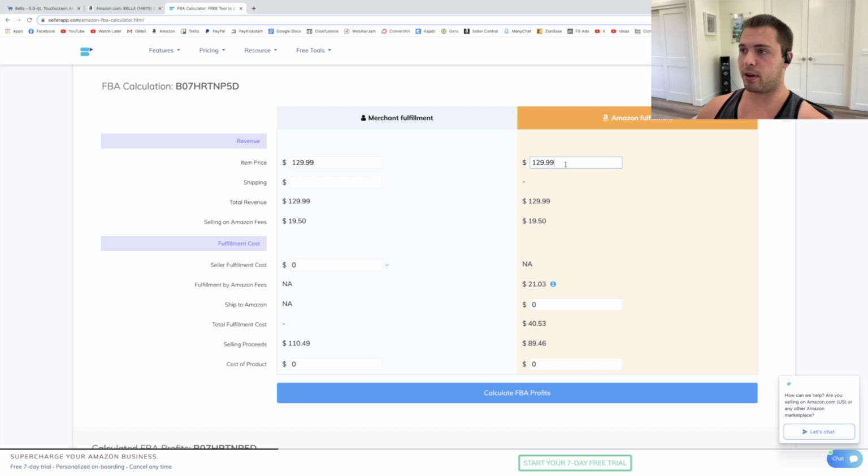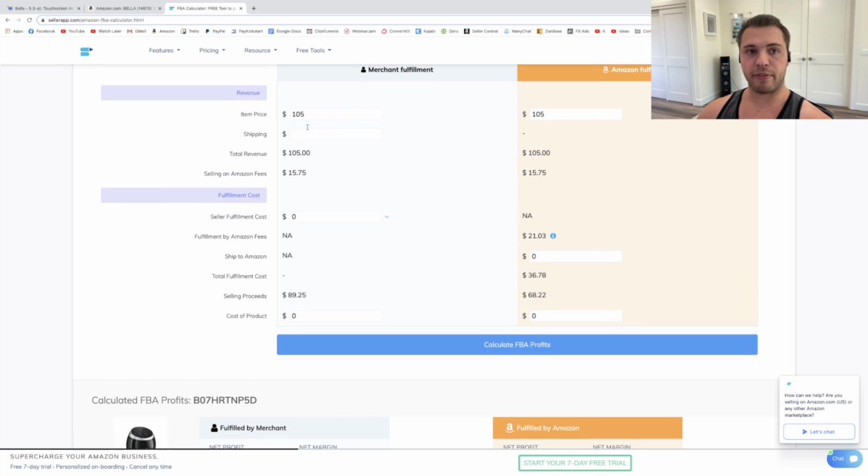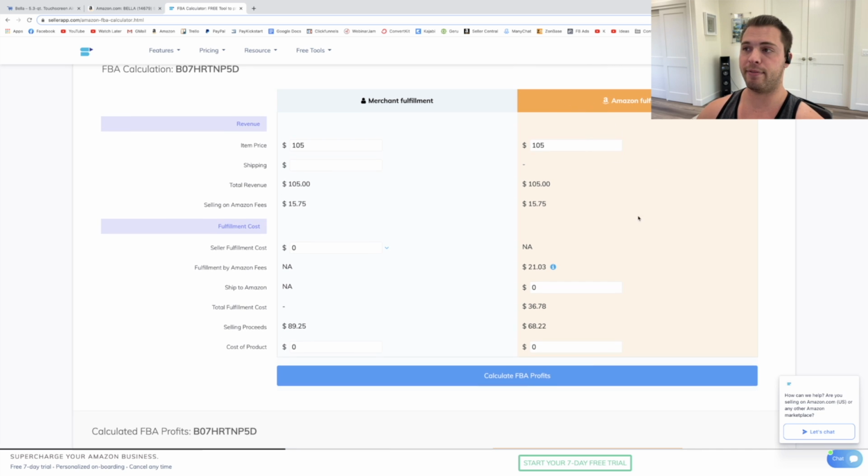So we're going to come here, and we said it was, we'll just say 105, and I'll show you the difference between the two. There's only one fee that is different, and we're going to click calculate, and we're not going to worry about these other fees yet. So there's two different fees that you need to think about here. Under the Amazon fulfillment side, you have your normal selling price. You have selling fees, which you can see the total selling fees. And then right here, you have the fulfillment by Amazon fees.